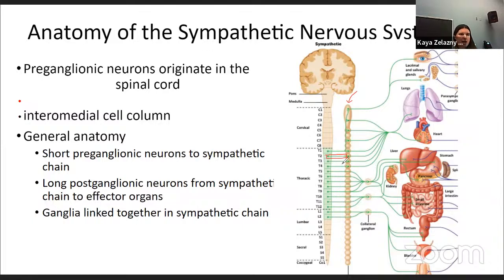So we're going to have a short preganglionic neuron going into this chain. And you'll notice that when we're in the chain, a nerve could go to a different level, right? So it can go up and down the chain if it wants. Then we are going to have a longer postganglionic neuron going out to an effector organ. So usually we have a short preganglionic neuron and then a longer route out to an effector organ. I'll trace the line here. So our ganglia here, say this T2 nerve, this T3 nerve, are all linked together in that sympathetic chain.